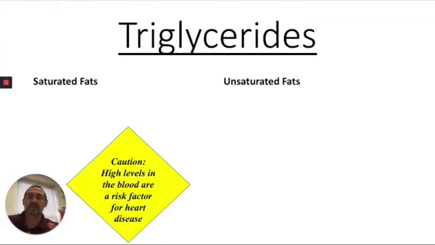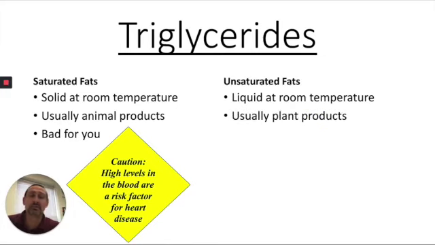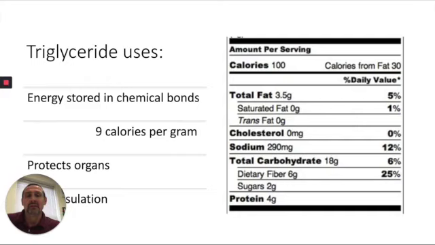Triglycerides are glycerol with 3 fatty acids. Saturated fats are solid at room temperature, typically animal products, bad for you. Unsaturated fats are just the opposite: liquid at room temperature, plant products, good for you. We also use fats for energy, 9 calories per gram instead of just 4. We also use them to protect organs and for insulation, like to heat.